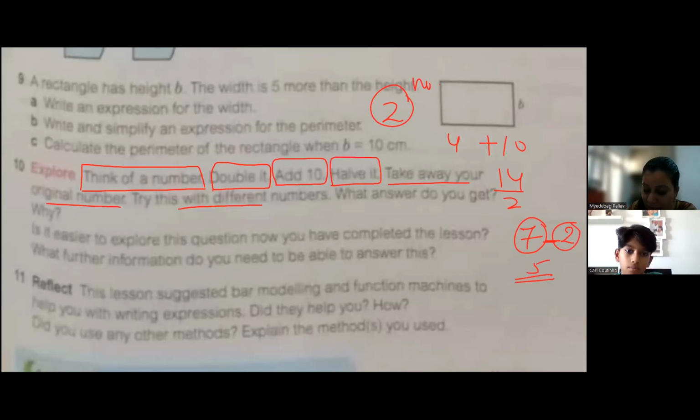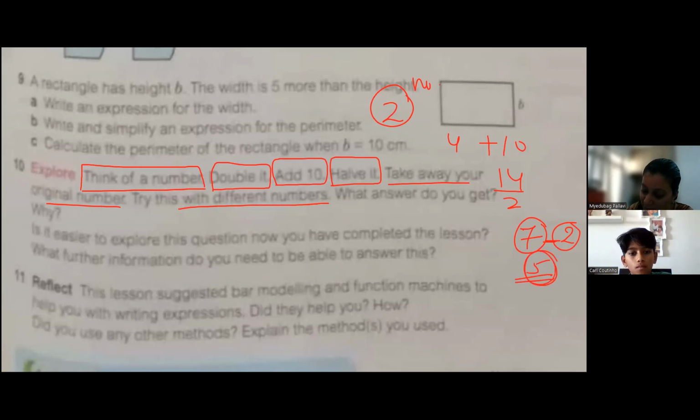Now try this with different numbers. Let's try this with another number now. What we'll observe is that after each of these steps, the answer will always be 5. You can try this with your friends also. It will seem like magic, right? When you get the same answer again.